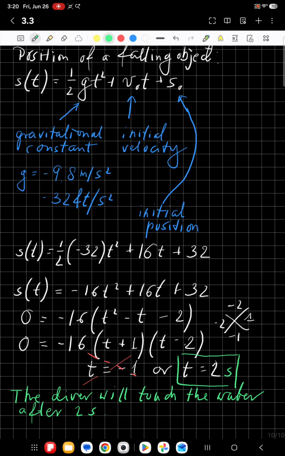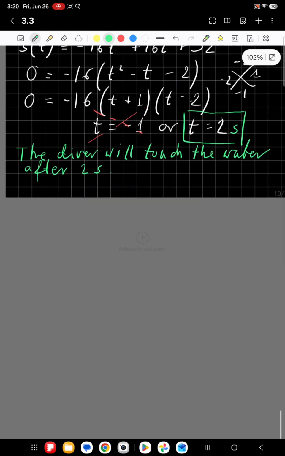Okay, so we answered the first question. The second question was, what is the velocity when that happens? Velocity is basically the derivative, right? So that was the derivative. Velocity. So let me write it.